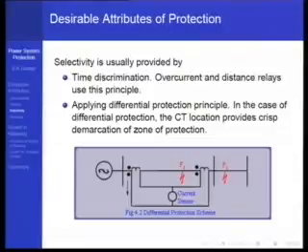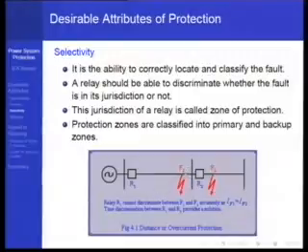Now one simple method of providing selectivity is time discrimination. So what do you do in time discrimination? Look at this figure, for example. Suppose the fault is at F2, then R2 will see it, and R1 will also see it. R1 action is time delayed with respect to the R2 action. So if R2 sees the fault, it will act prior to R1, thereby R2 clears the fault and not R1. So selectivity has been obtained at the cost of time. That is, we have obtained selectivity by doing a time discrimination.